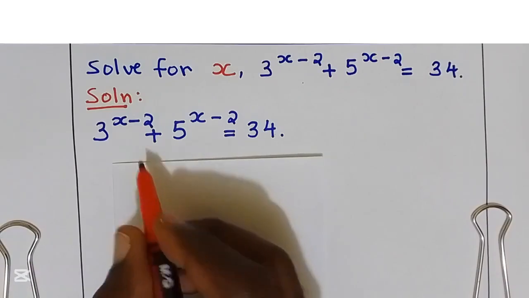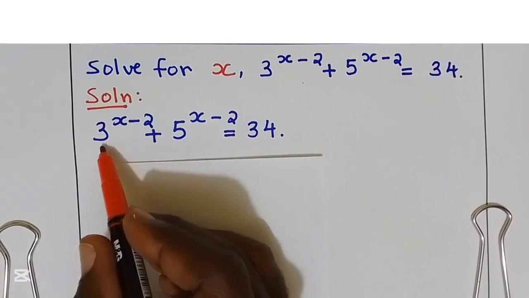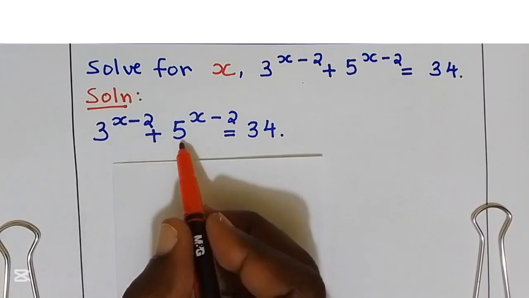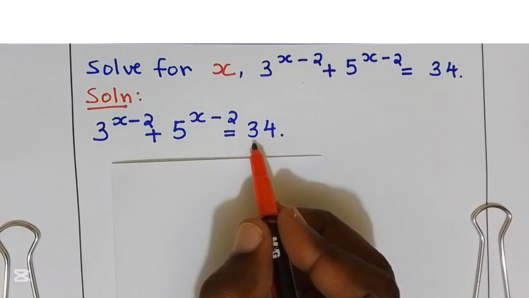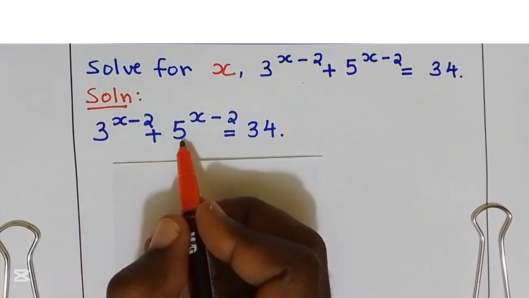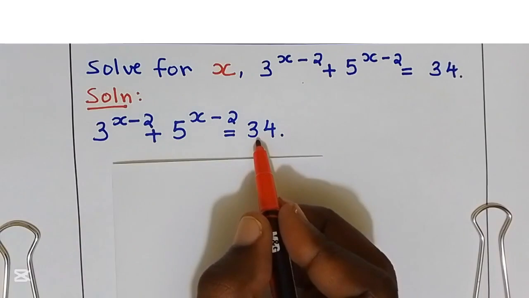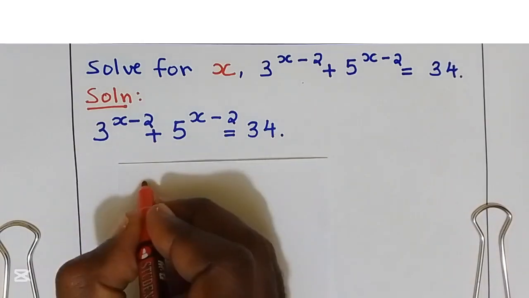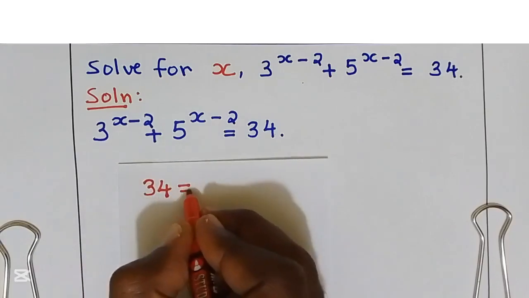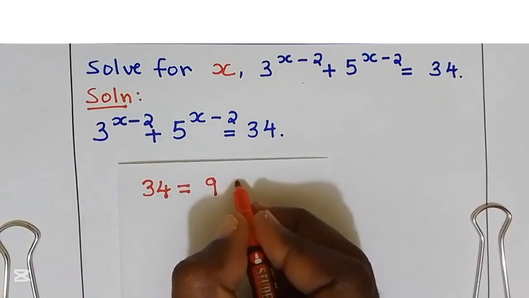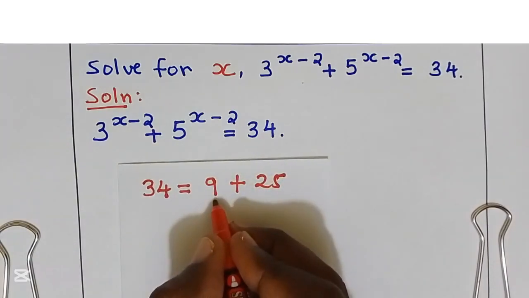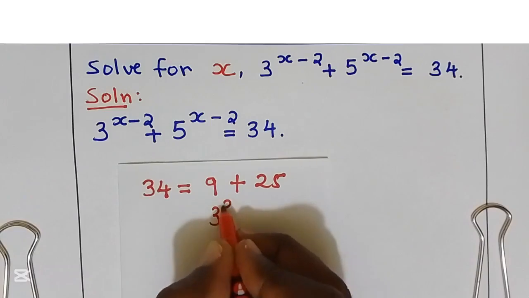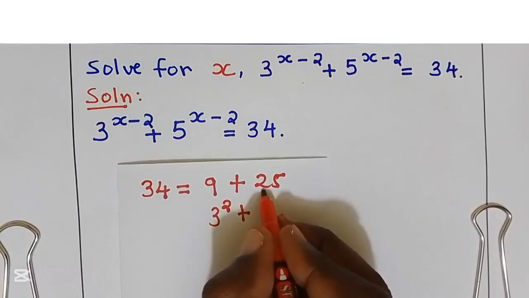As we can see, on the left hand side, we have a base of 3 and a base of 5. I'm going to find a way to make the right hand side have the bases of 3 and 5 from 34. I know 34 is equal to 9 plus 25, from which 9 is 3 squared plus 25 is 5 squared.